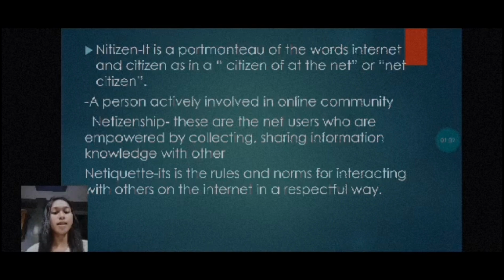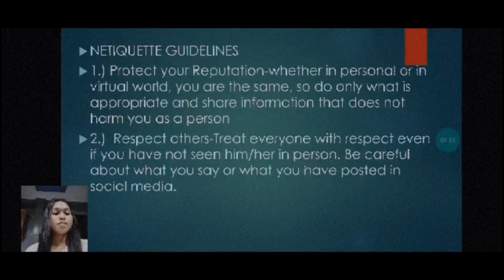Next is netiquette. It is the rules and norms for interacting with others on the internet in a respectful way. It means respecting other users' views and displaying courtesy when posting your views to online discussion groups.